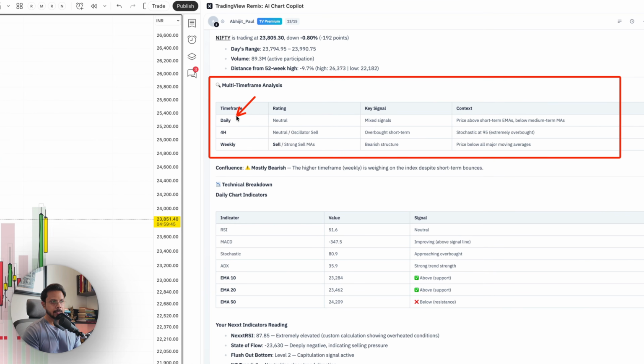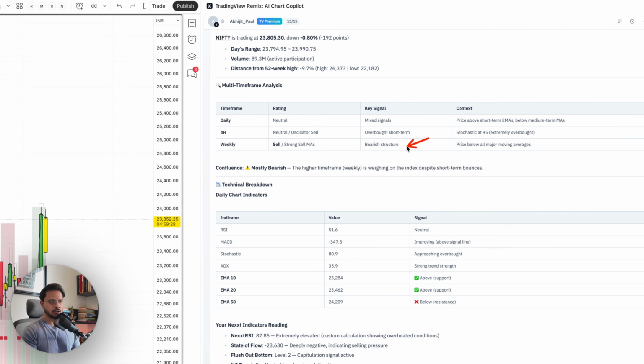So it's gone a daily, 4 week, and the weekly, 4 hour and weekly. Daily, it is saying it's neutral. It's got mixed signals. Context is price above short-term EMA. So it's using indicators and EMAs to figure out the analysis part. Weekly is a bearish structure.